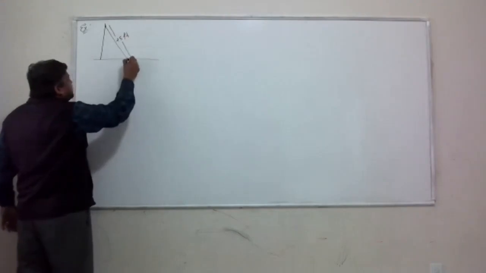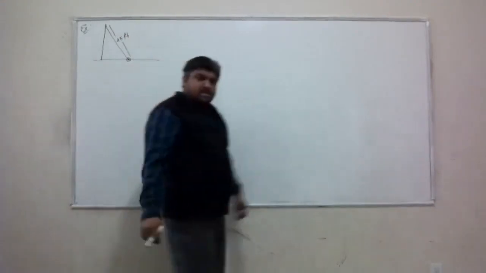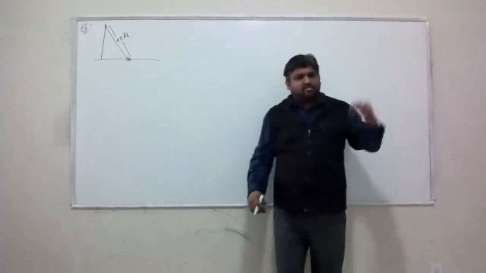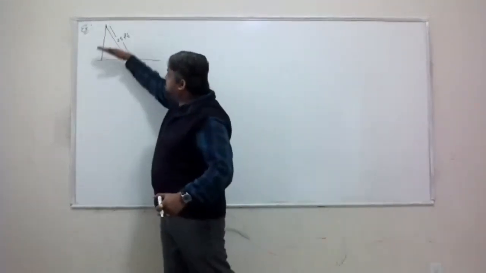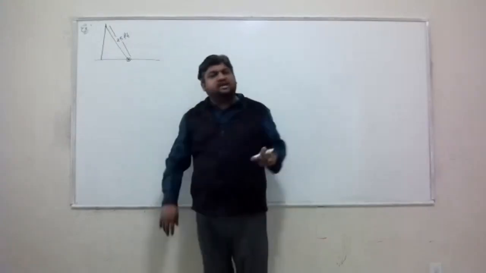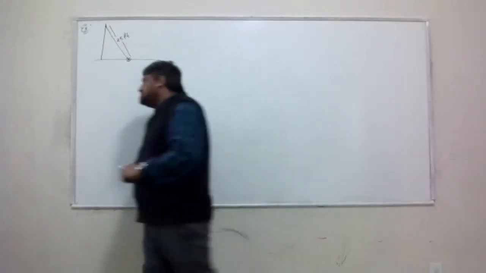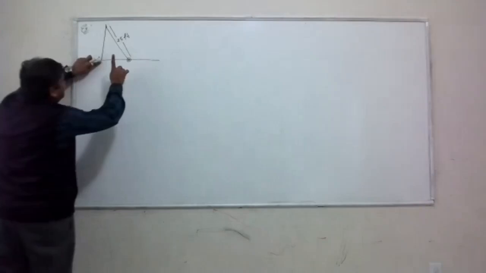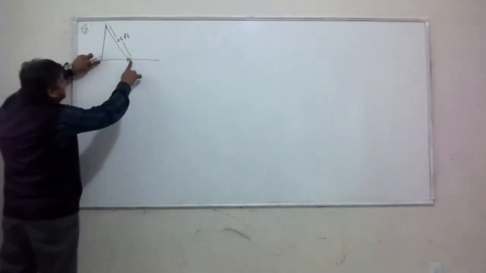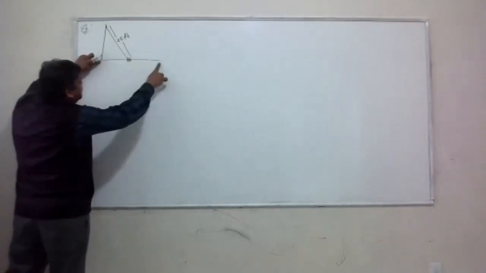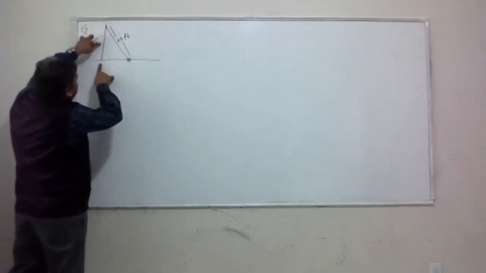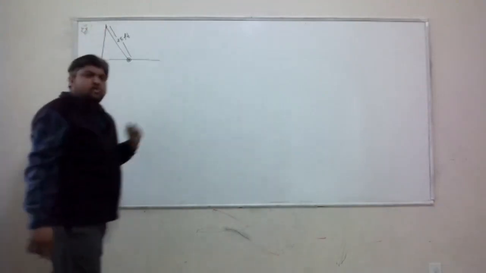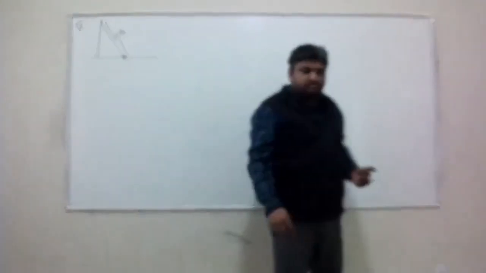All right, so suppose the bottom of the ladder is slipping away from the wall, from the supporting wall. The top is going down, right? So there are two distances that are changing here. The distance between the bottom of the ladder and the wall is increasing. At the same time, the distance between the top of the ladder and the ground is decreasing. So there are two distances that are changing.